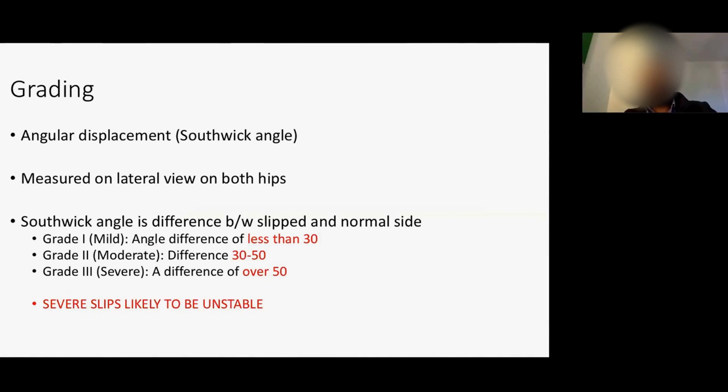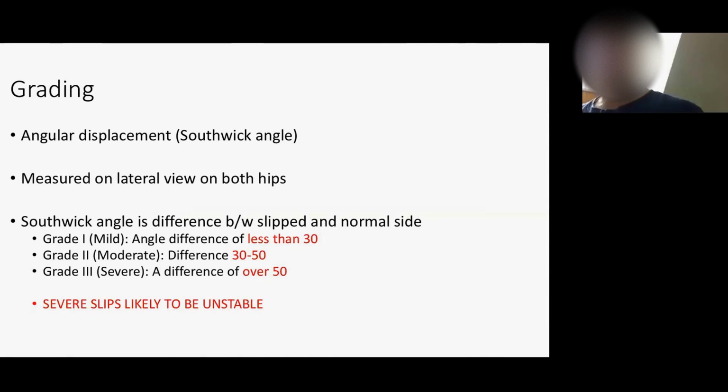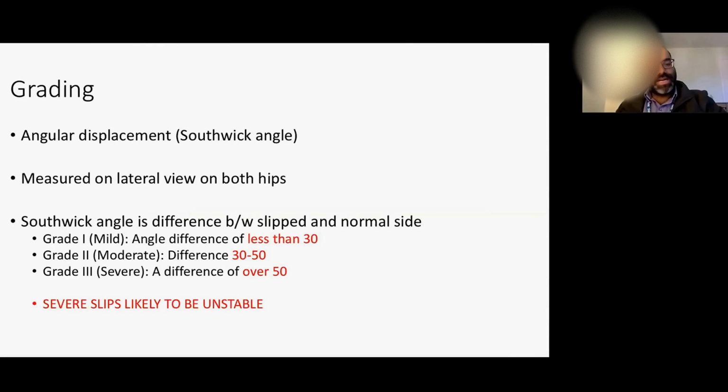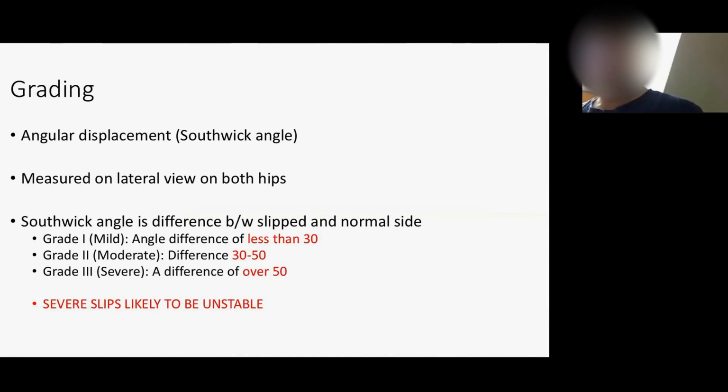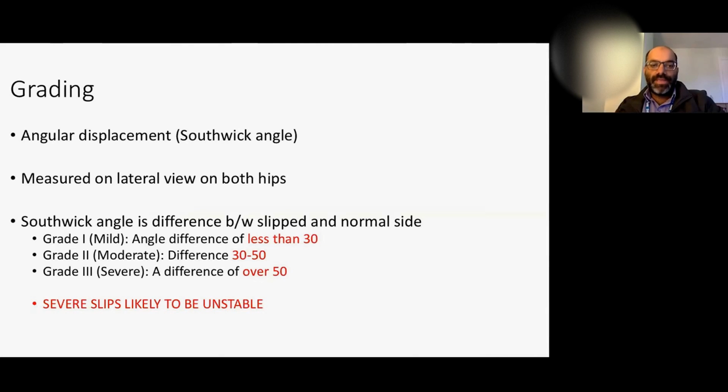On the X-rays, you can also do the grading of these slips. Most commonly done is the Southwick angle. Now, there are a few things again which you should know about the Southwick angle. One, it is the difference between the two sides. So you look at the normal side and then look at the angle on the other side and then subtract it, and that's how you calculate the slip. And it is measured on the lateral view on both hips.